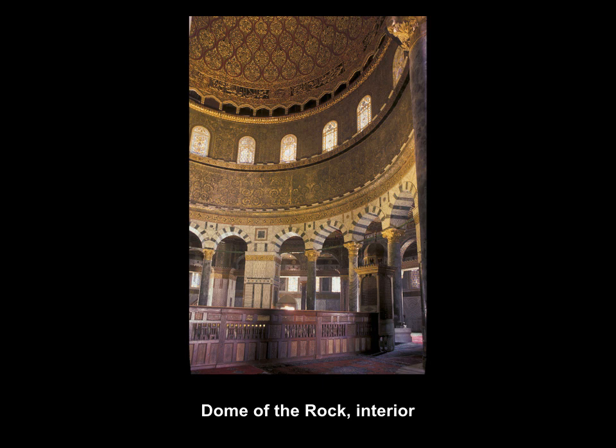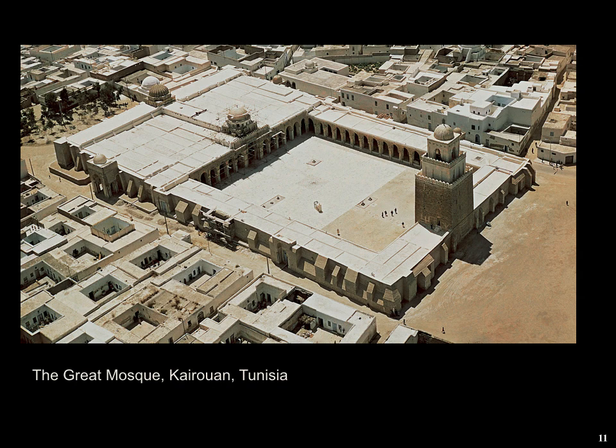Okay, so this is a really beautiful mosque, but it's not typical because it's not built to accommodate all the crowds. So I want us to look at what is in many ways a more typical mosque. So this is the Great Mosque in Kairouan in Tunisia. Does it look familiar to you in terms of its design? I hope so. What does it make you think of?